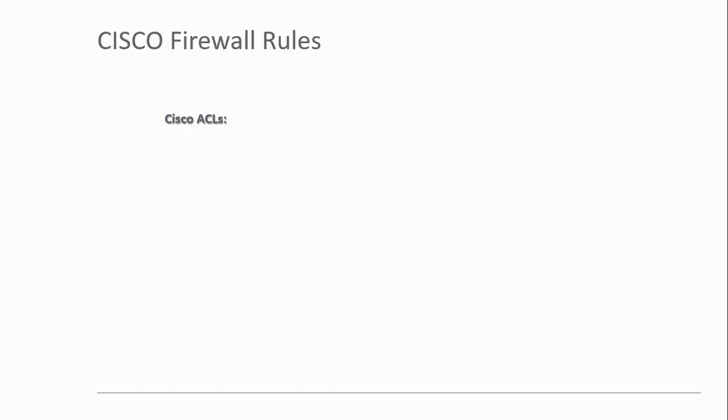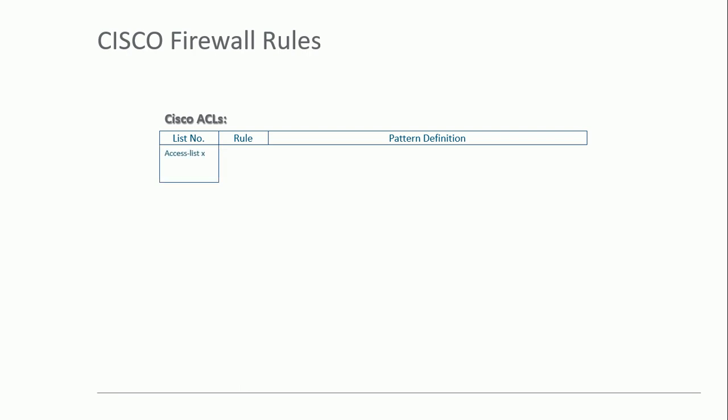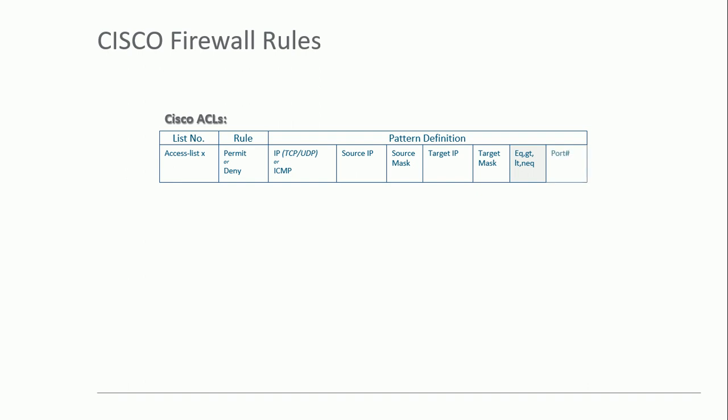This is not a Cisco course. I'm not teaching Cisco firewall rules, but I want to give you just a basic idea of how they work. You have access list numbers, and then you have a rule that can permit or deny. You tell it whether it's IP or ICMP. You can also tell whether it's TCP or UDP. You give a source IP, the source mask, the target IP, the target mask. And the mask basically says what range within the source and what range within the target do I want to allow or deny. And then, kind of like shell scripting, you have EQ for equals, GT for greater than, LT for less than, and then not equal, and so forth. And then the port number, if you want to specify a specific port number.